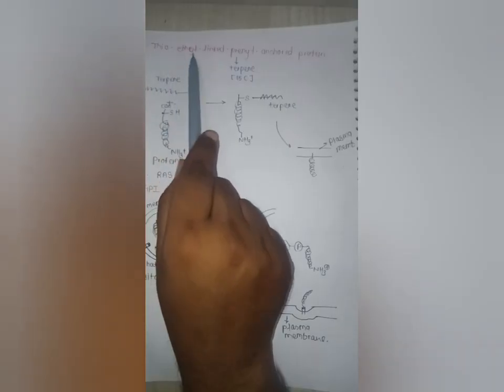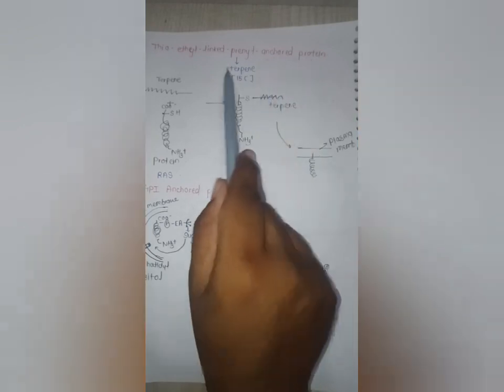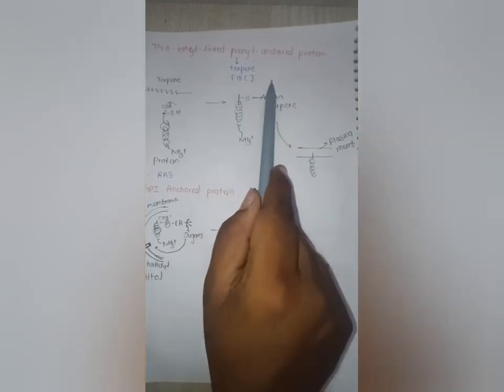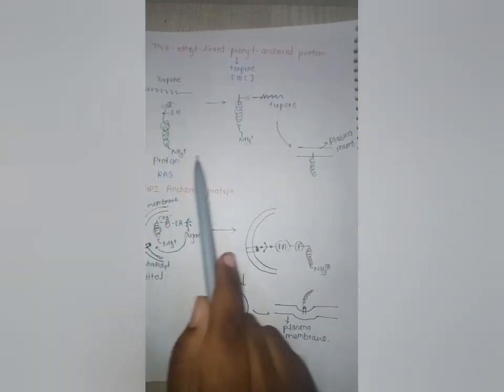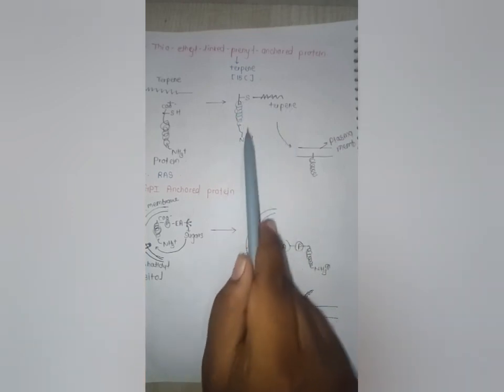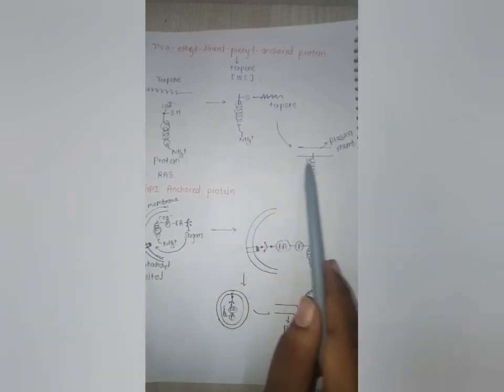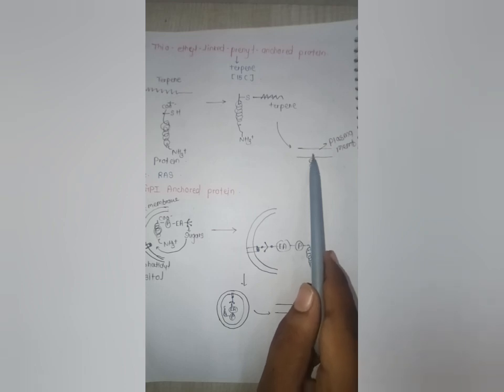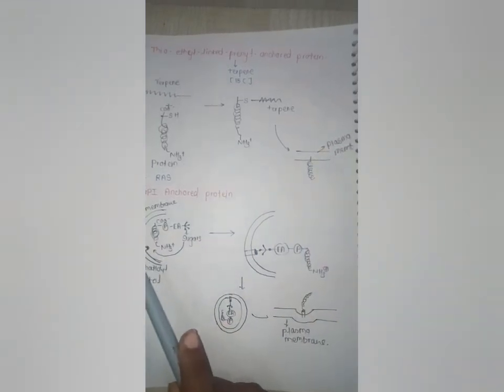Next type of protein is thioether linked prenyl anchored protein. Prenyl is a terpene of 15 carbons. This is the terpene and this is the protein. It forms a sulfur terpene bond at the amino end. It is also present inside the plasma membrane. The terpene chain is present in the plasma membrane.